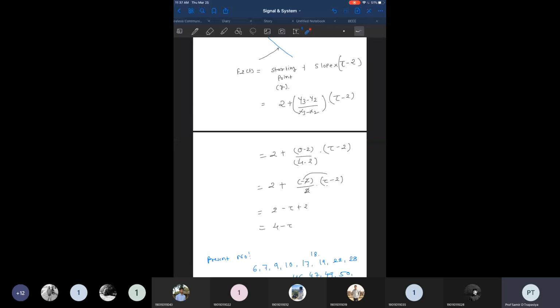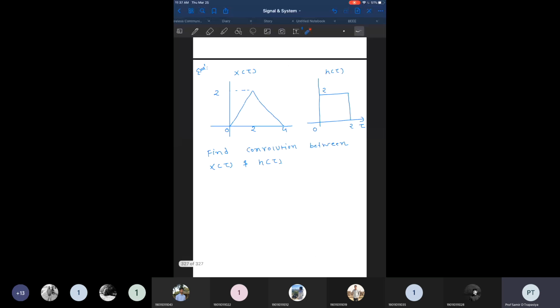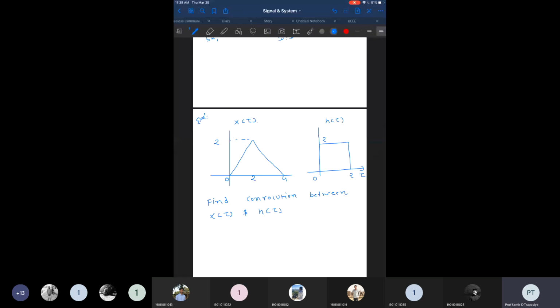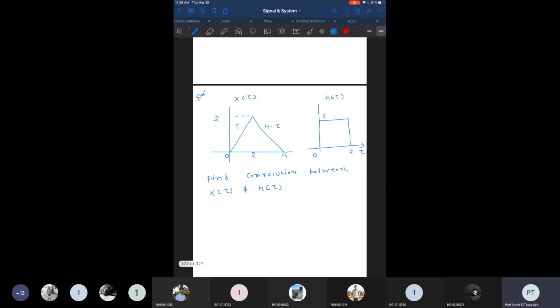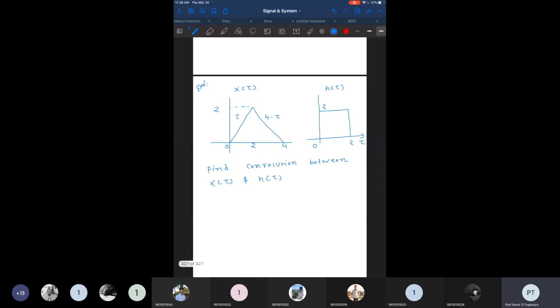So now we can say we have two functions for this signal. One function is from 0 to 2, which is tau, and for the negative going slope we have 4 minus tau. If we write the same thing in mathematical form, x of tau is tau if tau lies between 0 and 2, and x of tau is 4 minus tau if tau lies between 2 and 4. That way we can define x of tau mathematically.